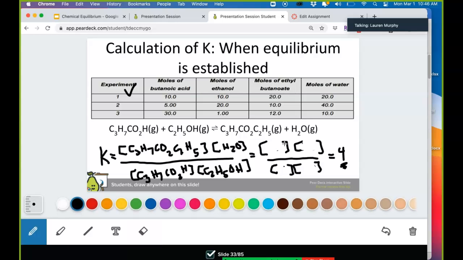So experiment number 3, the ethyl butanoate is 12, the water is 10, the butanoic acid is 30, and the ethanol is 1. 12 times 10 is 120. 120 divided by 30 is 4. So the whole point of this is that if you reach equilibrium, you can reach equilibrium at different numbers. The constant doesn't change as long as you're at equilibrium. The only thing for that reaction that will change the constant is the temperature. Okay, so again, given equilibrium values, you plug into the equilibrium expression, solve for K.